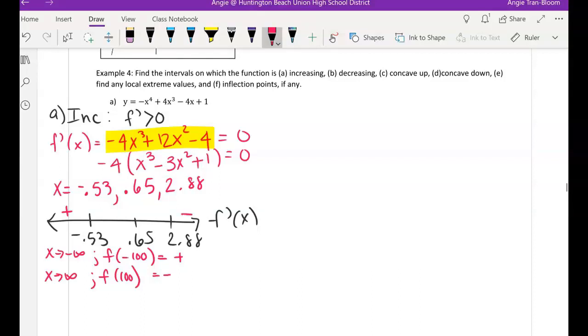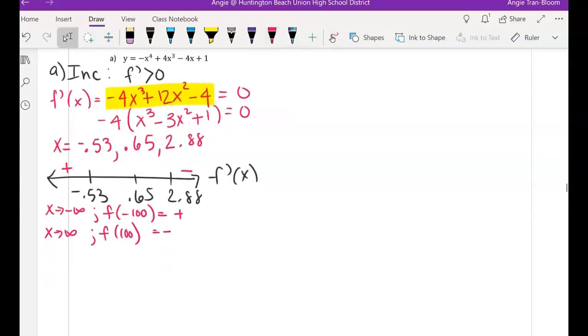So now I just have the other two things in the middle to worry about. In between negative 0.53 and positive 0.65, there has to be a 0, so f prime of 0 is another one I'm going to use. When I plug in 0, the terms are gone, so that's negative. Then in between 0.65 and 2.88, I can technically use 1 or 2, but 1 seems a lot easier to deal with. So 1 to the third is 1 times negative 4 is negative 4, plus 12 minus 4 looks like it's about positive. So that's that. With that, I can write my increase, decrease.